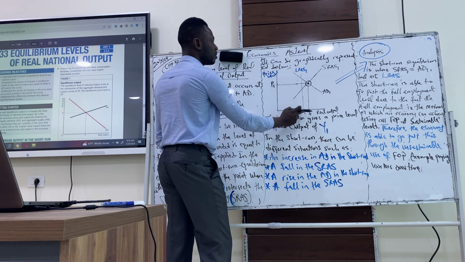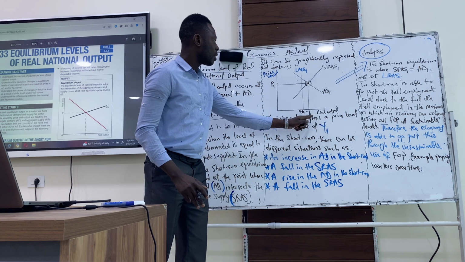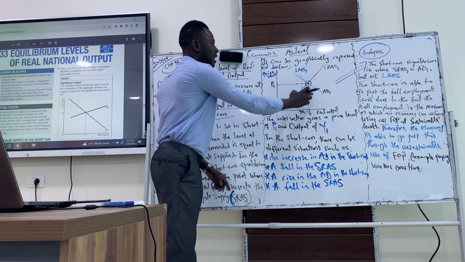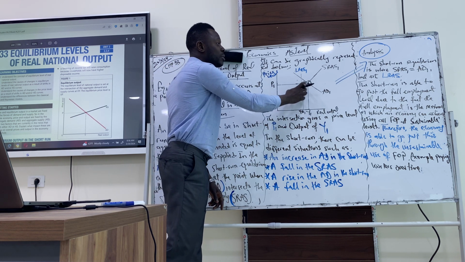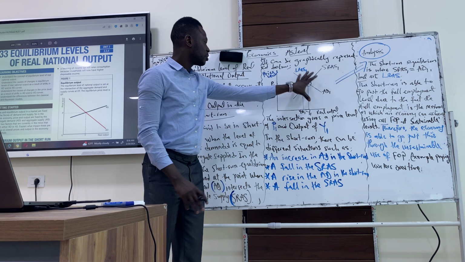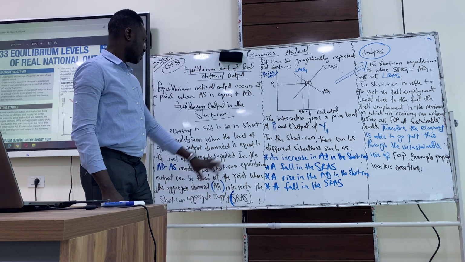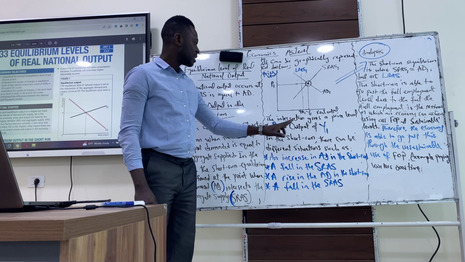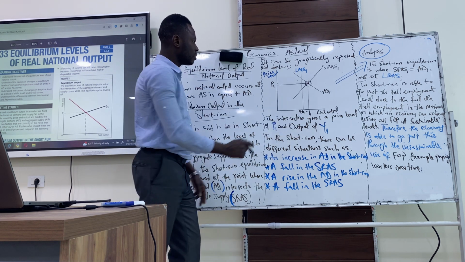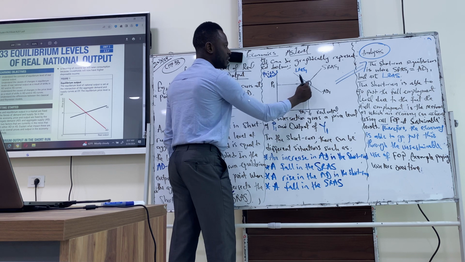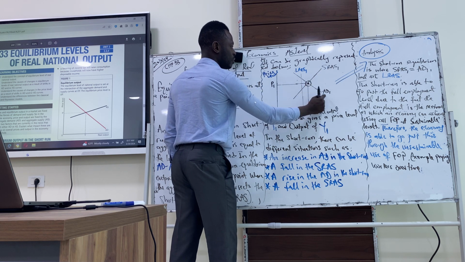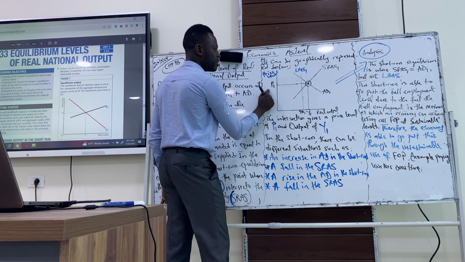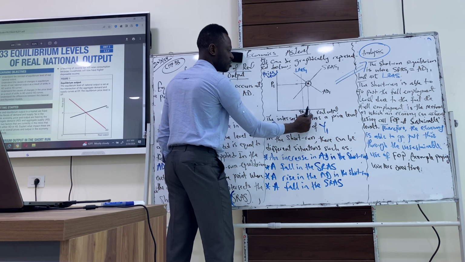So excluding the long run aggregate supply, it is P1 Y1, AD1 SRAS1. That's the representation of the short run equilibrium level of output. So here the intersection gives the price level of P1 and output of Y1. As soon as we have the intersection of SRAS1 and AD1, it's going to give us a price level of P1 and the real output of Y1.